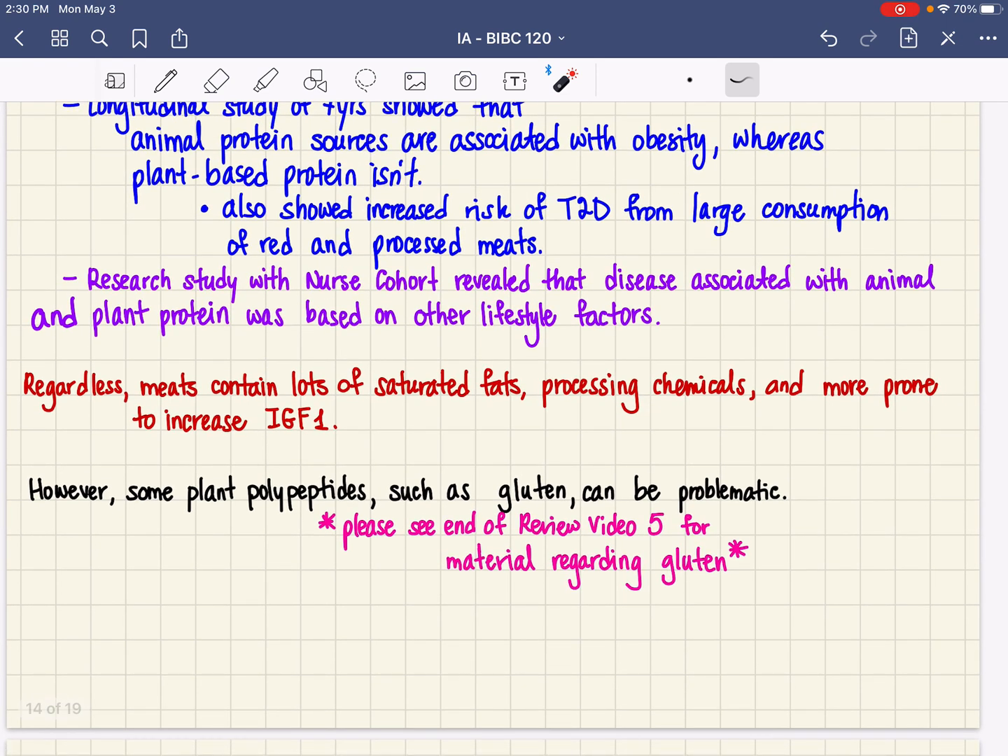So overall idea, more vegetables, grains, nuts, and protein from those types of sources are much, much better than meat source proteins. However, not all plant products, or plant derivatives, are without problems. For example, gluten, which is a plant polypeptide, is problematic for some people. And if you haven't watched the review video for lecture 5, please go ahead and watch it because I covered this over there, review video 5.